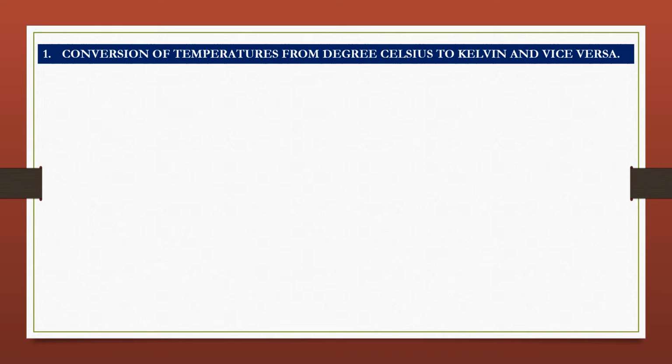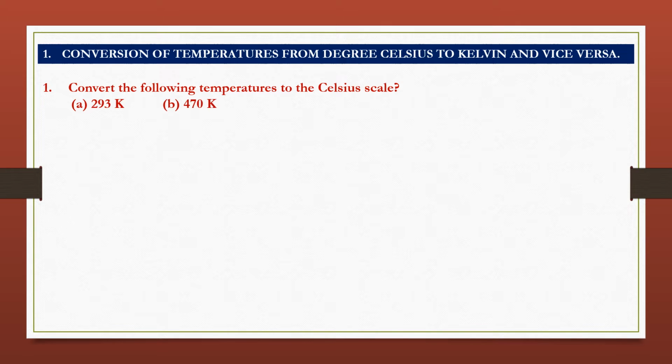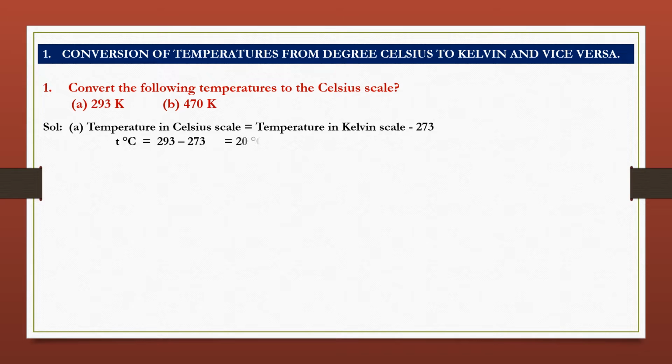Now, conversion of temperatures from degrees Celsius to Kelvin and vice versa. Convert the following temperatures to the Celsius scale: 293 Kelvin and 470 Kelvin. Temperature in Celsius scale is equal to temperature in Kelvin scale minus 273. So the Kelvin scale of temperature can be converted into degrees Celsius by subtracting 273 from the given Kelvin temperature. So 293 minus 273, we get 20 degrees Celsius.